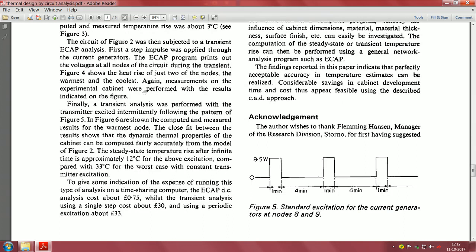Measurements on the experimental cabinet were performed with the results indicated. A transient analysis was performed with the transmitter excited intermittently, following the pattern here. This is typically what comes here.